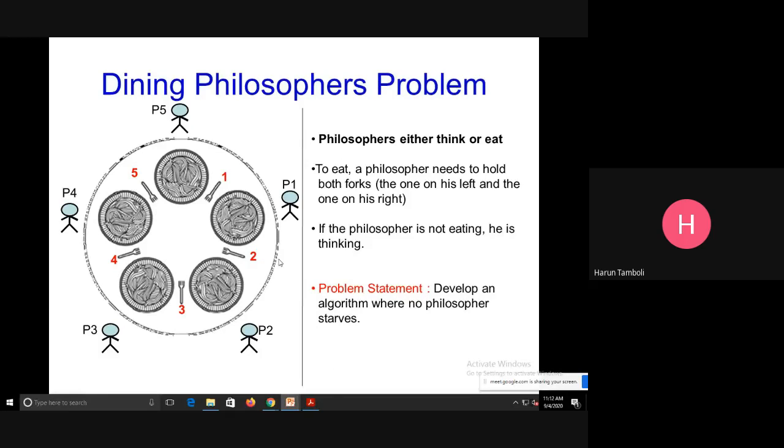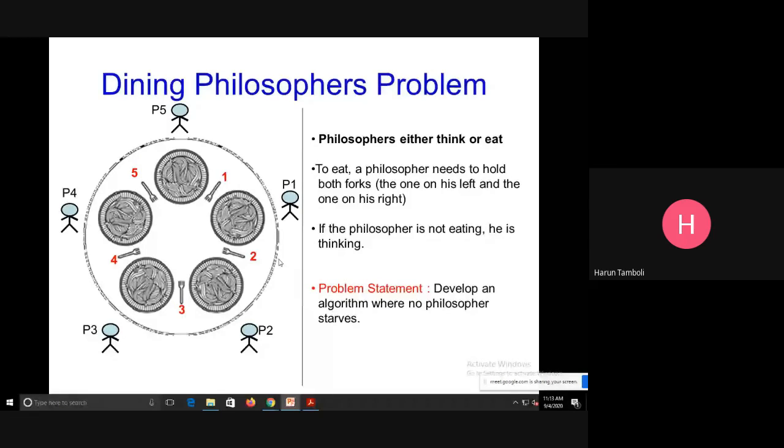So in this scenario, only P1 and P3 can eat. And when these two are eating, P2, P4, and P5, these three philosophers, cannot eat the food. So if a similar situation always occurs, then it is possible that P2, P4, and P5 may go into starvation. Or not only P2 and P4, it may be possible that one of the philosophers can be starved.